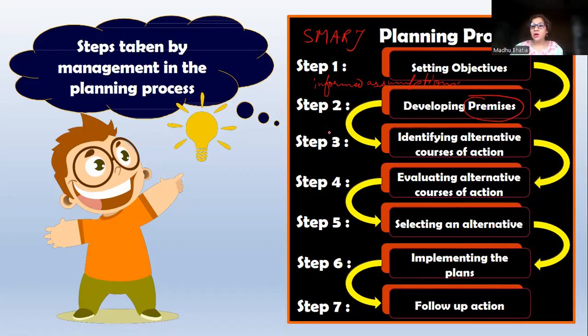All right. The third one is, so next 4 steps, these 4 steps are correlated. Third is identifying alternative courses of action. There are various ways and methods of achieving the objectives. All those ways and methods need to be listed down. Then evaluating these alternative courses of action. All these methods and ways which have been listed down need to be compared and evaluated. And evaluated on the basis of what? On the basis of SWOT analysis.